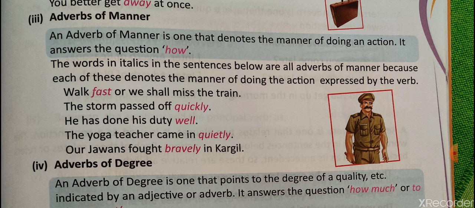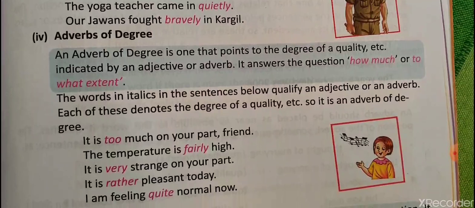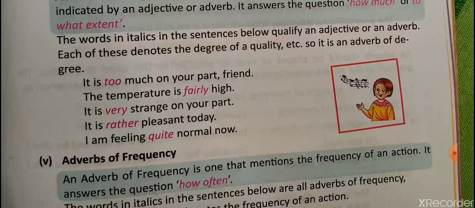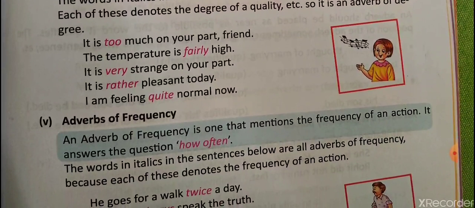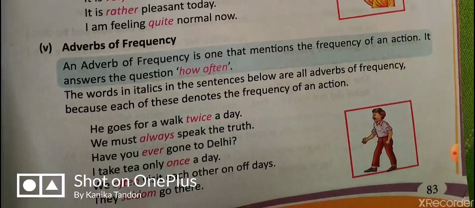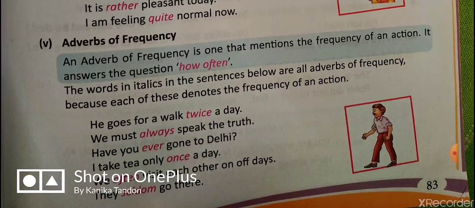Next is the adverb of degree. This shows us how much or to what extent, like it is too much on your part, friend, the temperature is fairly high, it is very strange on your part, it is rather pleasant today, I'm feeling quite nice, quite normal now. Next is the adverb of frequency. This tells us how many times something has happened, like how often, for example, I have been going out 2 times or 3 times.